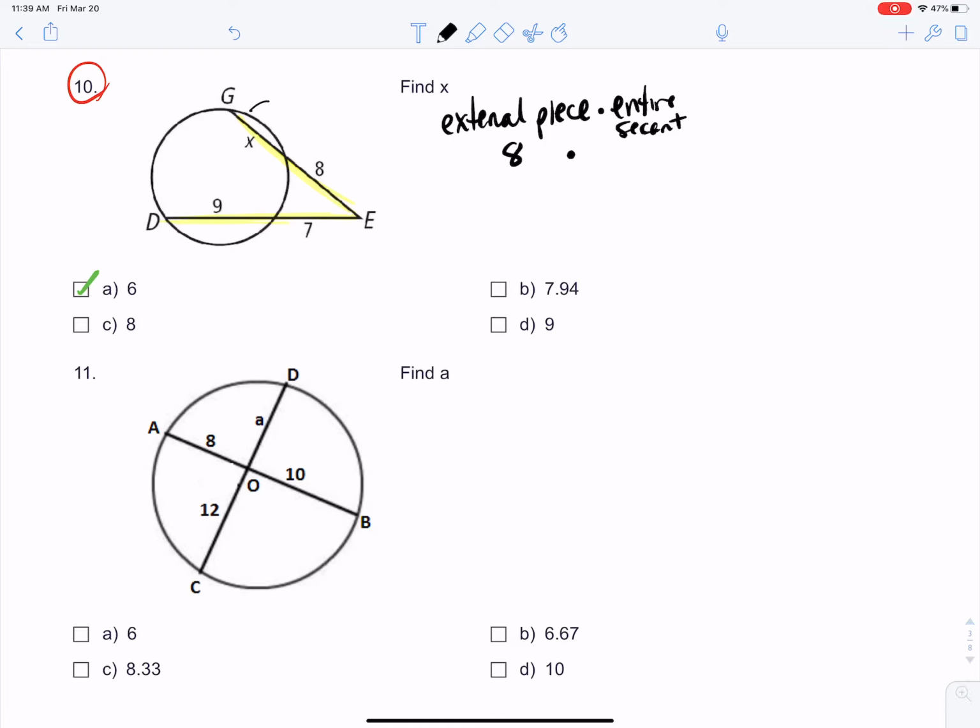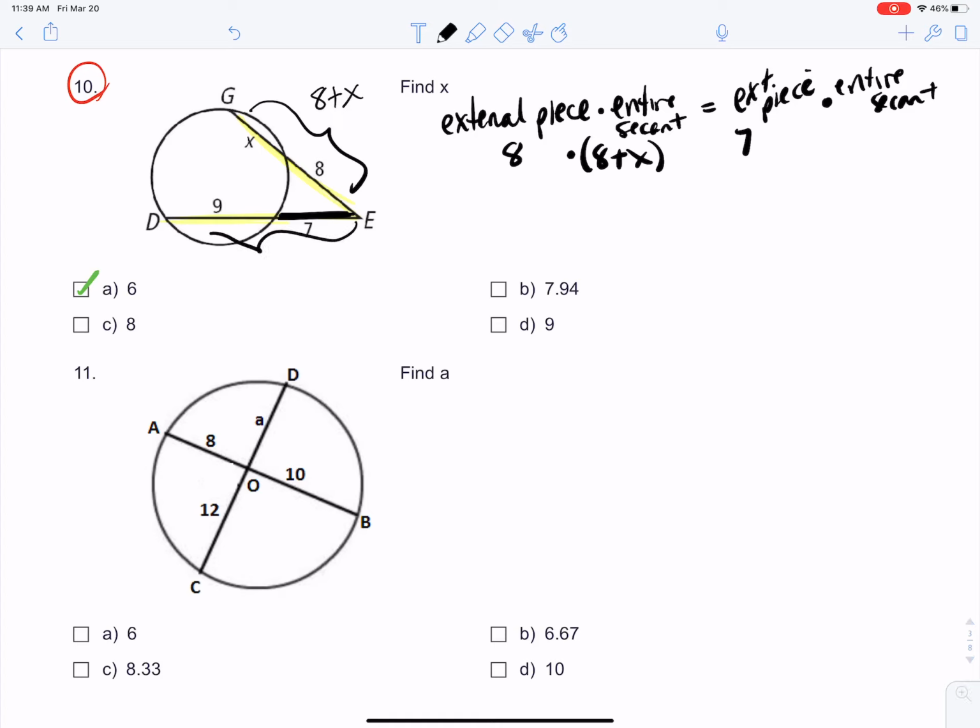What is this entire secant right here? There's a variable, so we can't combine those terms, but we can represent it by 8 plus x. Okay, so that's going to equal the external piece of the other secant, which is 7, times the entire secant, which is going to be 16. Okay, so now we're just going to use some algebra, and we are going to distribute the 8. 7 times 16.